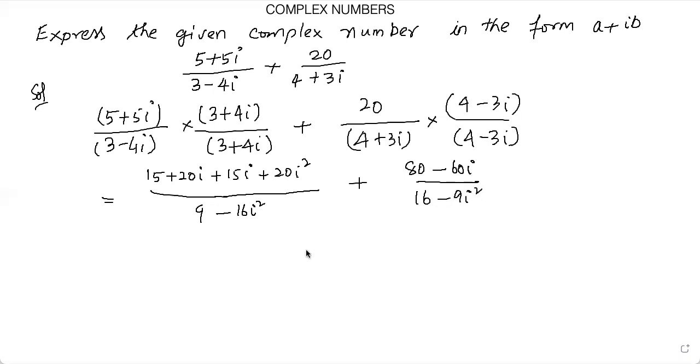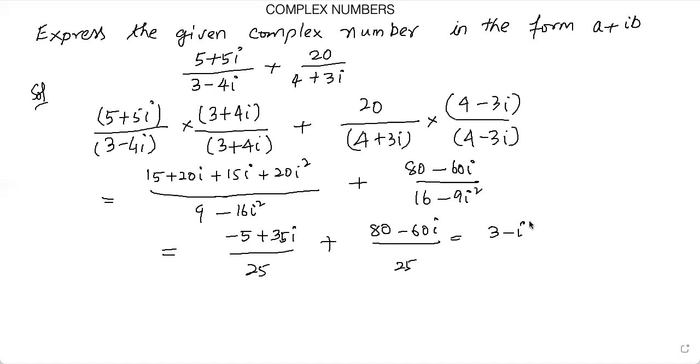And further if you simplify, this will have minus 5 plus 35i divided by 25, and this is 80 minus 60i. We'll keep it like that because we'll simplify this later. Since the denominator is the same, we can put that together, and then finally we get 3 minus i after solving it.